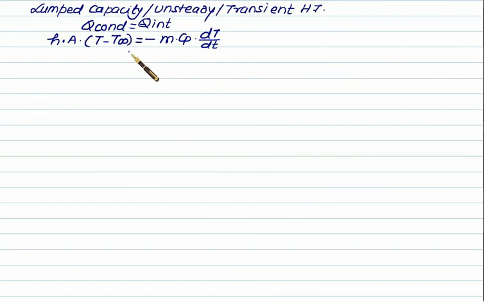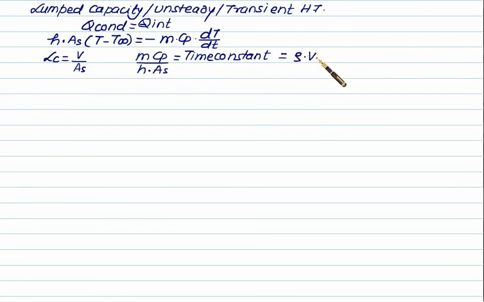Once you separate this equation, you have to define here characteristic length L_c, which is the volume divided by surface area. So you have to take here the surface area. Volume we can obtain from mass, because mass is given as a product of density into volume. This time the product m C_p divided by h multiplied by surface area is called the time constant, and mass is further given as density into volume. So we have density into volume into C_p divided by heat transfer coefficient multiplied by surface area.